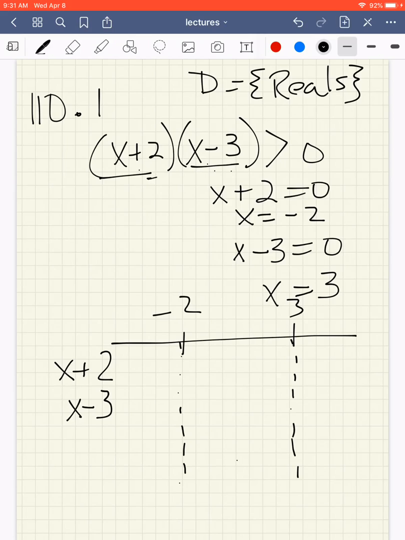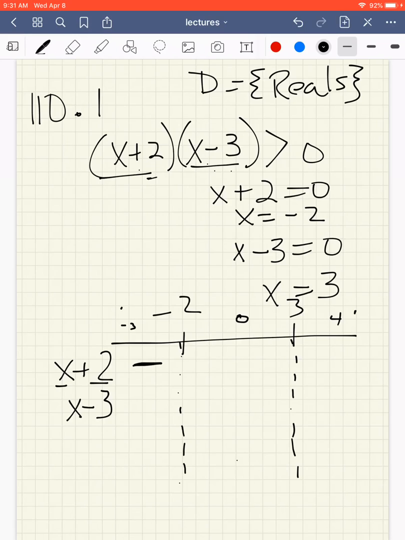And I want you to select a number in this region, a number in this region, and a number in this region. So like here, I'm just going to plug in -3. Here I'll plug in 0, and here I'll plug in 4. Any number in those regions will give you the same thing. So -3, plug it in right here. -3 plus 2 is a -1, correct? All I need is the sign from that. I don't need to write the number.